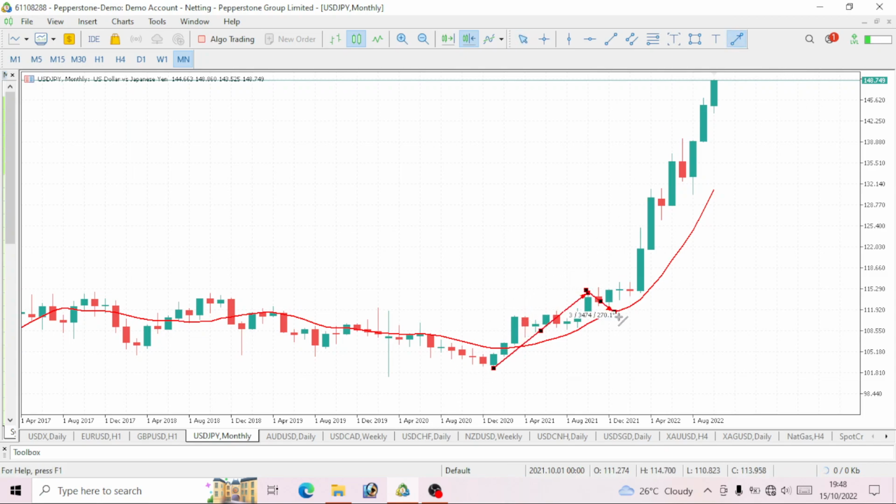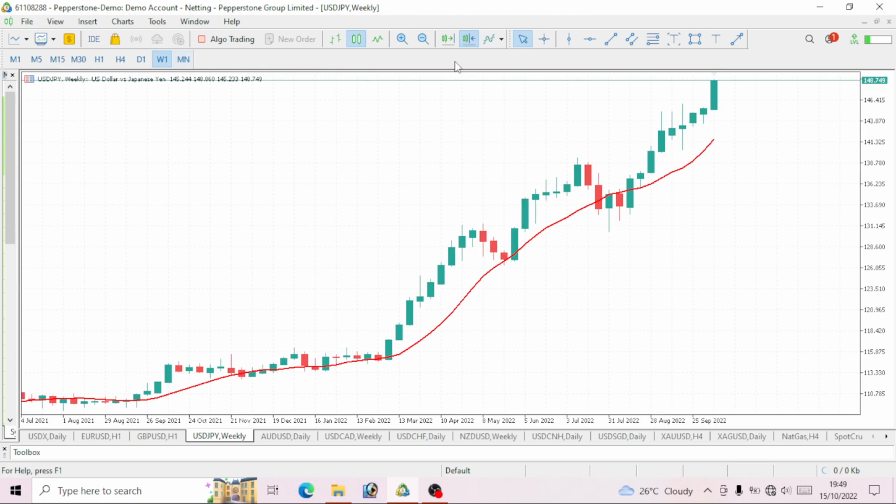Impulse move. Here we have a correction, and again another impulse move on the monthly time frame. We have a correction, and now this is an impulse move. Though a correction will happen, I don't think it will happen anytime soon. We all know the movement on our USD itself. As long as that USD continues to give us a strong bullish move, then definitely we will continue to see that rise. And as long as this JPY continues to give us that bearish move, I don't think we will be having any correction anytime soon. So USD JPY, we are still on a bullish move, by the way.